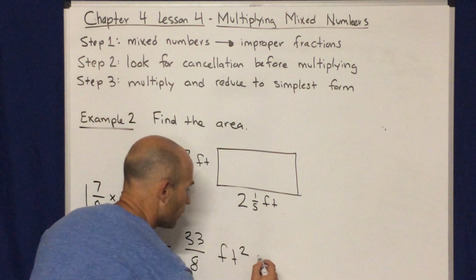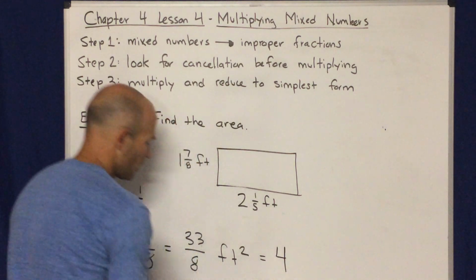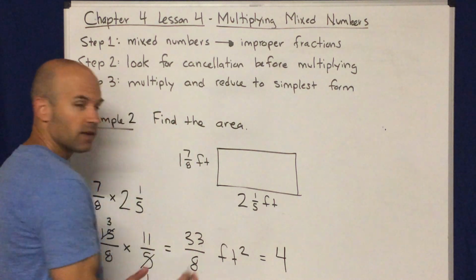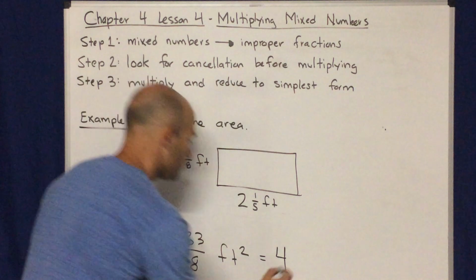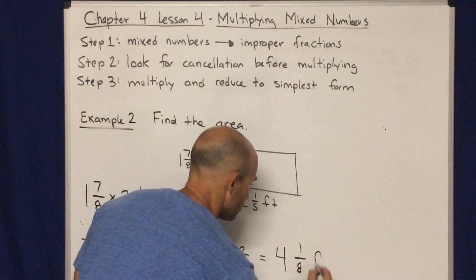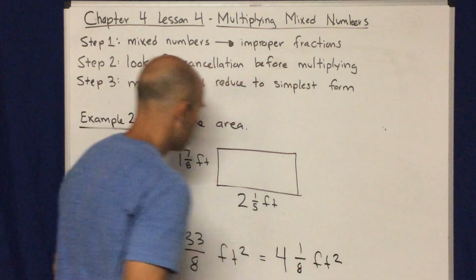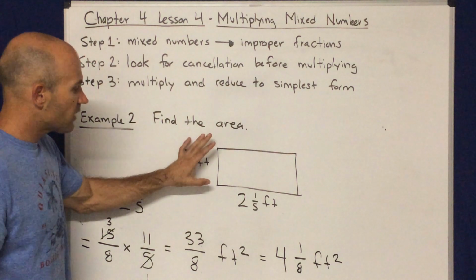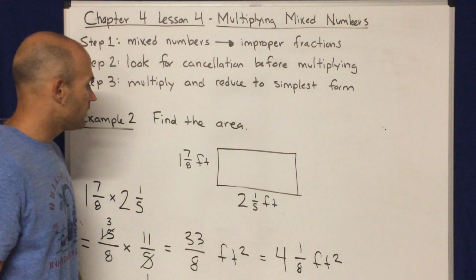8 goes into 33 4 times. The remainder will be 1, because 8 times 4 is 32, so I'll have 1 left over. Over 8 feet squared. So the area of this rectangle is 4 1/8 feet squared.